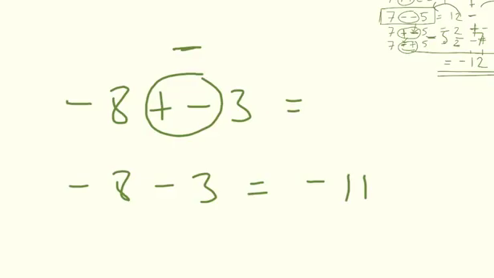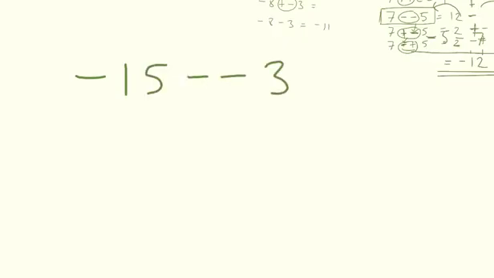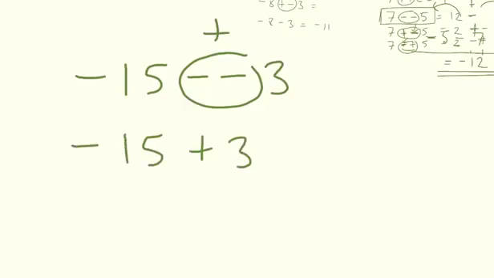Now do you get it? You look at it from a logical perspective and you deduce it, you break it down. So for example, let's say minus 15, negative negative 3. So what does this represent? Positive. So it's minus 15 plus 3, which gives you minus 12.